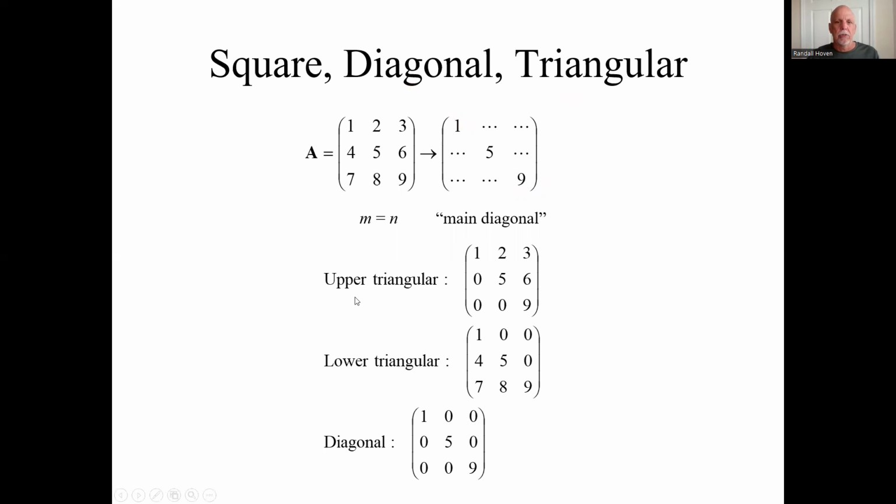And these other terms, triangular and diagonal matrices, these definitions only apply to square matrices. Upper triangular has all zeros below the main diagonal, below and left of the main diagonal. This one is upper triangular. Lower triangular has all zeros above the main diagonal. And diagonal means all zeros off the diagonal. So the main diagonal elements themselves are the only non-zero elements, if any.